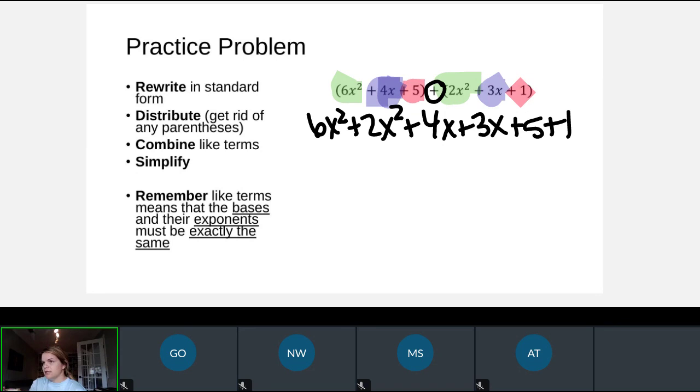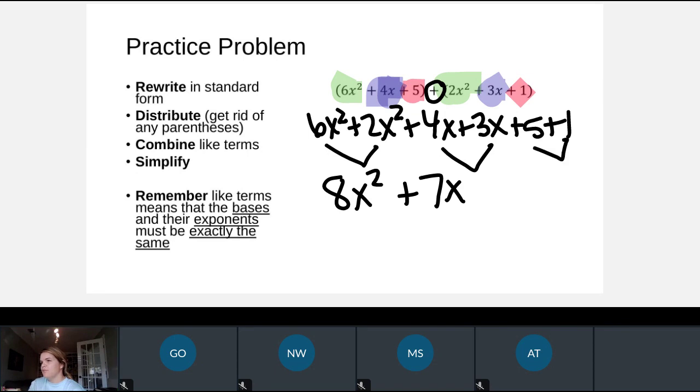All right, so now 6x squared plus 2x squared. I add the coefficients. 6 plus 2 is 8. The base is going to stay the same. 4x plus 3x is going to be 7x. 5 plus 1 is 6. So I wrote it out kind of long ways here so that you could see exactly what I'm combining. And then when I combine them, the term that I got.